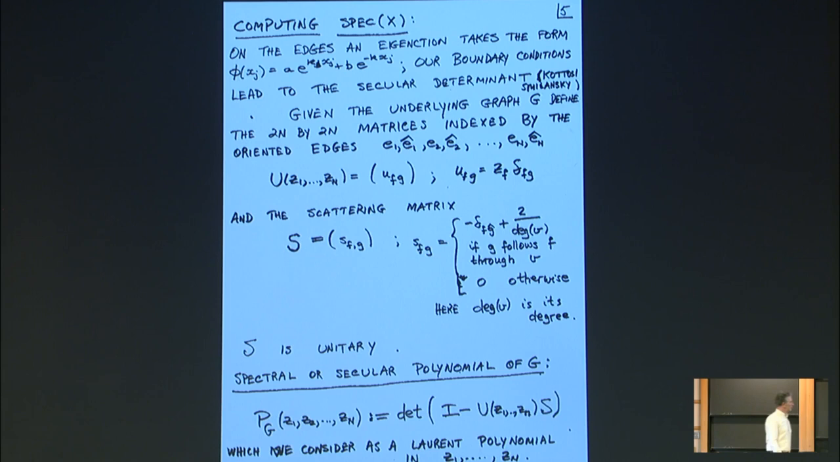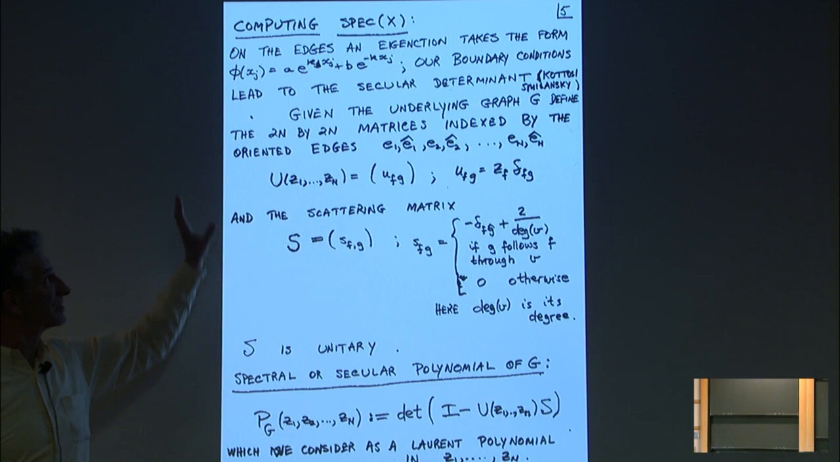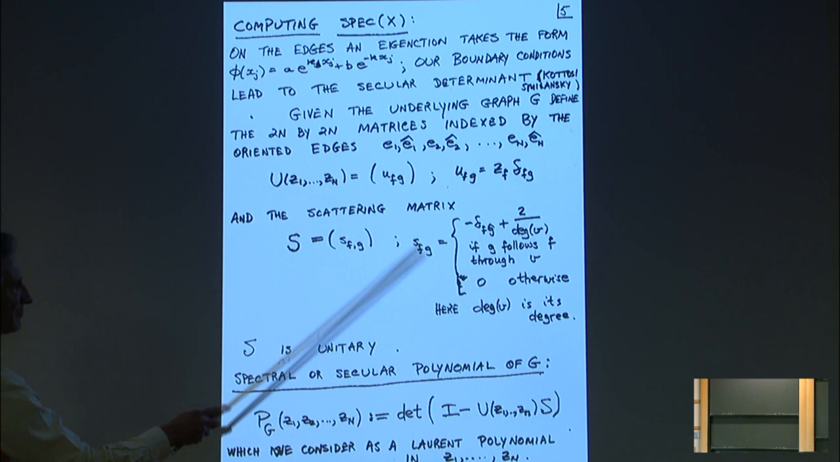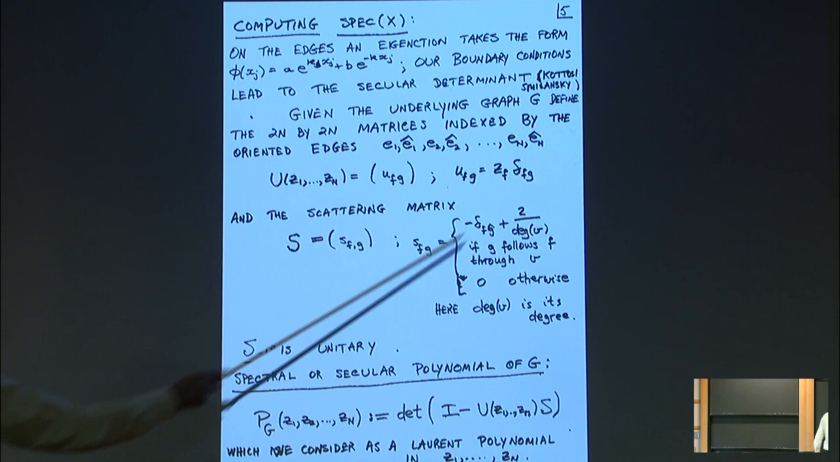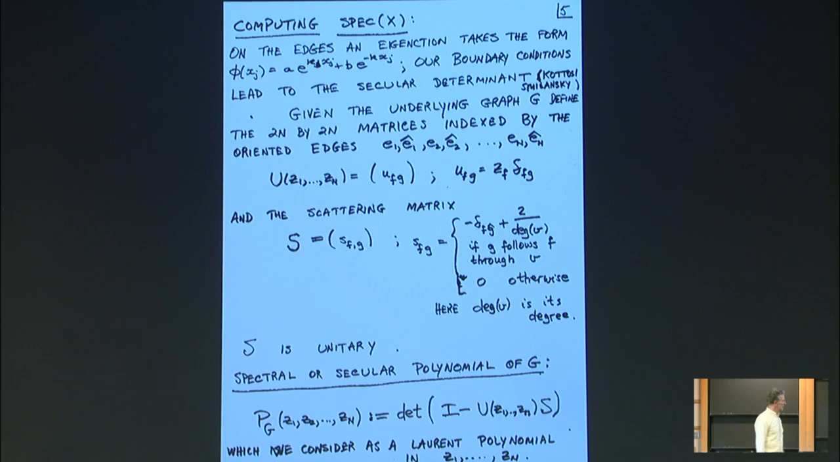And then there's this very important matrix, which is also a 2n by 2n matrix, that does not depend on the z's. And it's given by the following. Remember now we have oriented edges, so if g follows f, then the entry will be minus the delta of f g hat, which checks that g follows f, plus 2 over the degree of v. So that's the entry in the f, g-th position, and it's 0 otherwise. And degree is the number of edges coming out of the vertex where f and g meet.